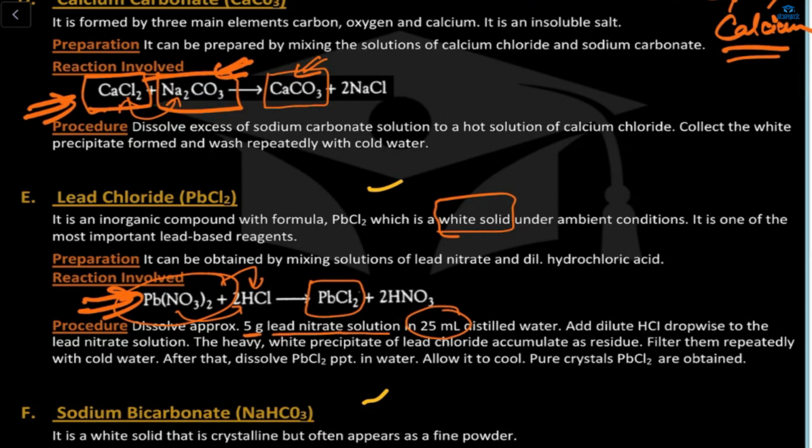We have to filter this with cold water, and after that we have to dissolve this PbCl2 in the water. So at last what we will get? We will get PbCl2 in a pure crystal form.